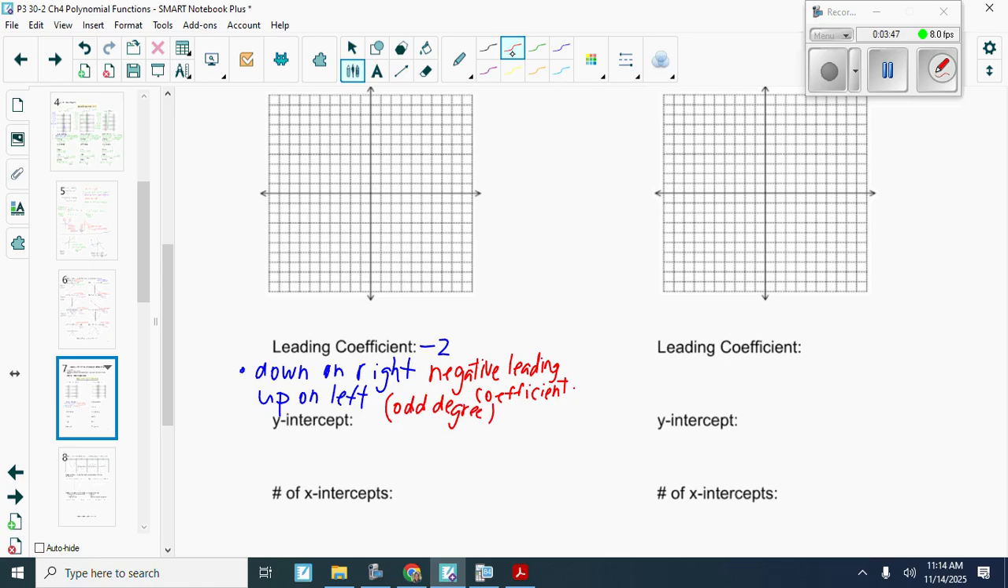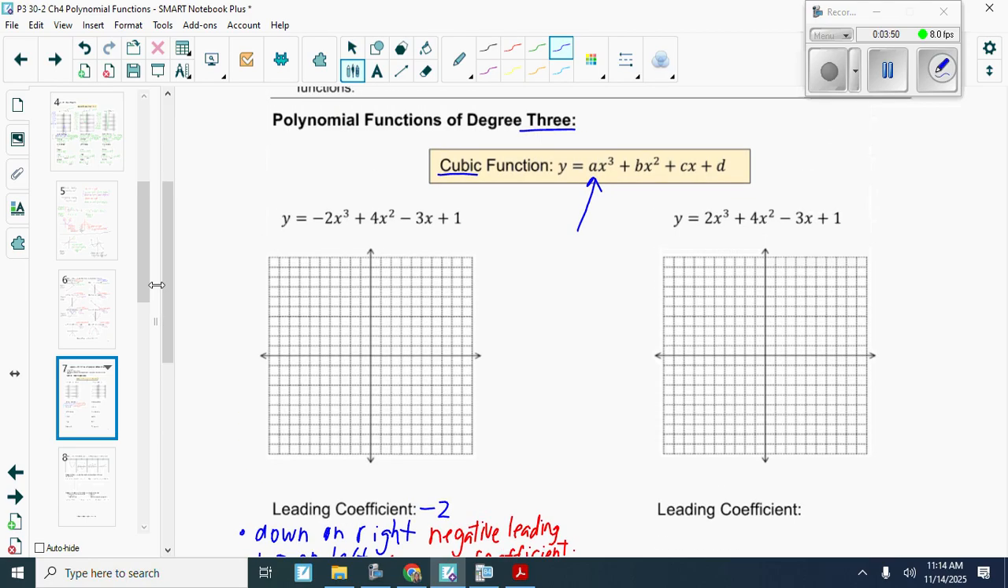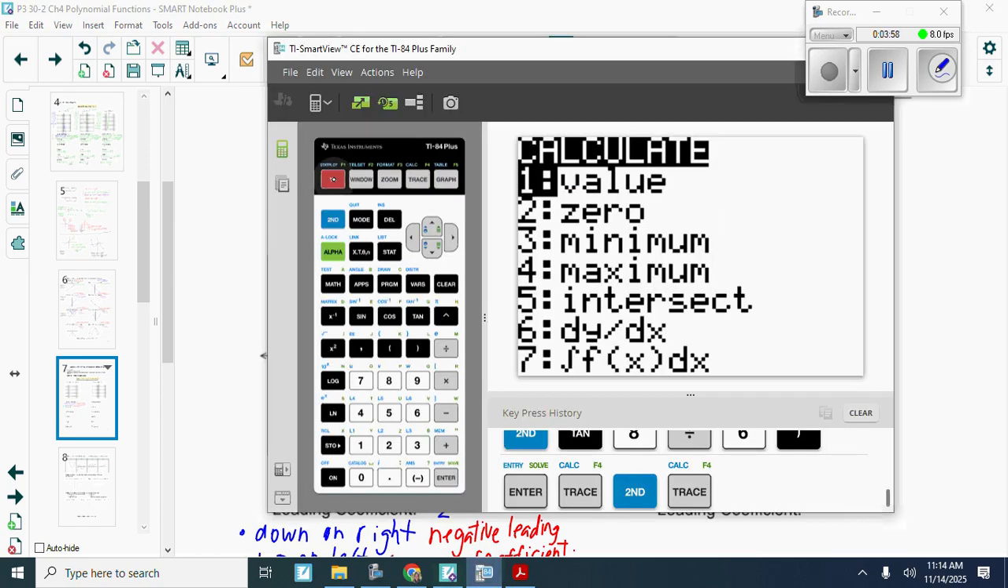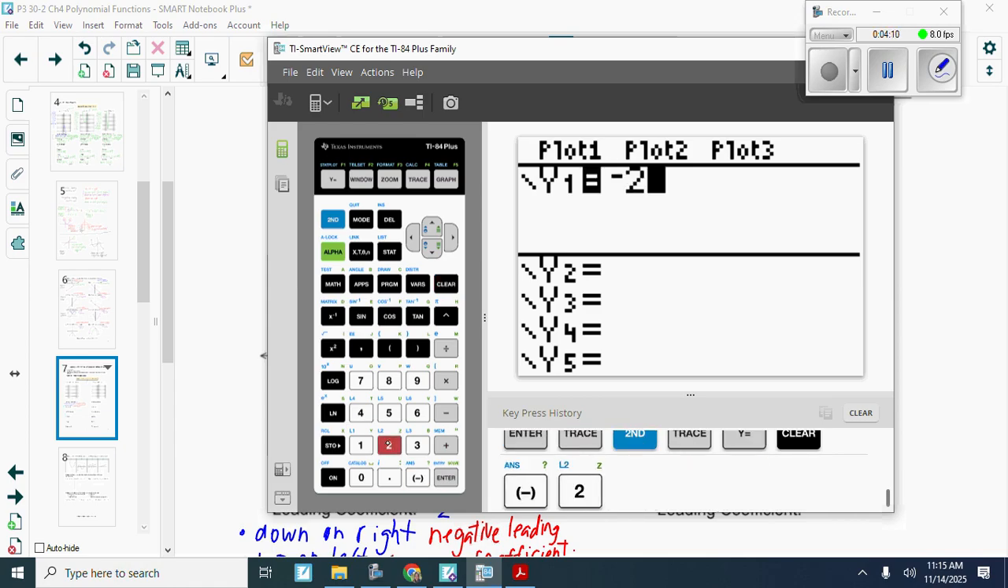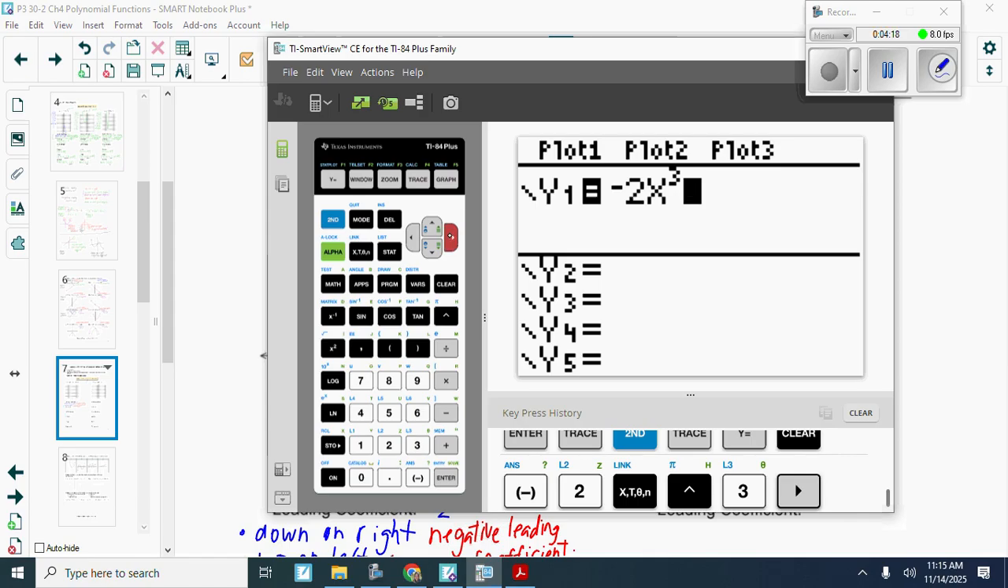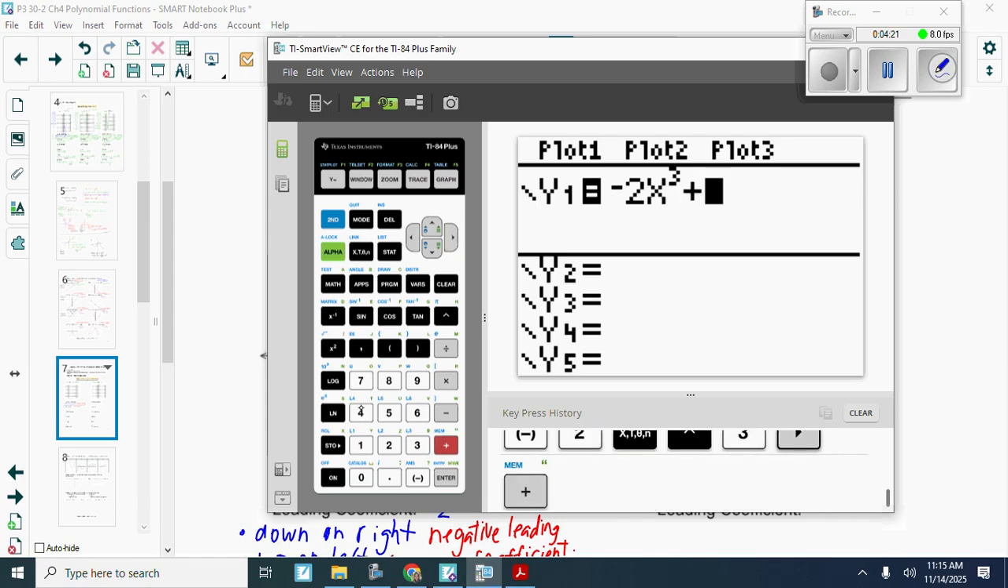So let's take a look at what this is going to look like. Go ahead and pull out your calculator and enter this equation into your y equals. I'm going to clear out what I have. And don't forget, put in the -2. We're going to do -2x. You'll probably have to use your caret for the cubed, plus 4x squared, minus 3x, plus 1.